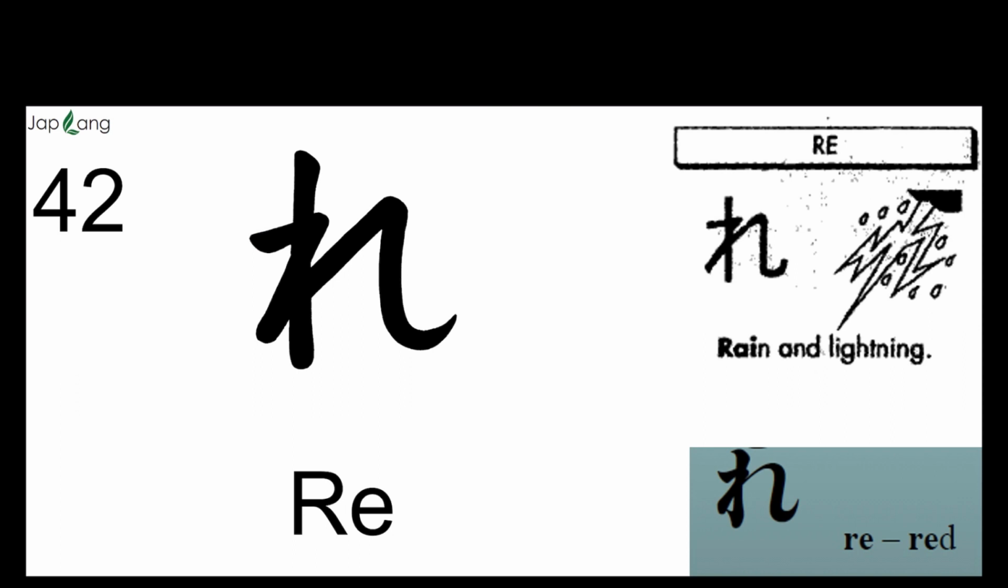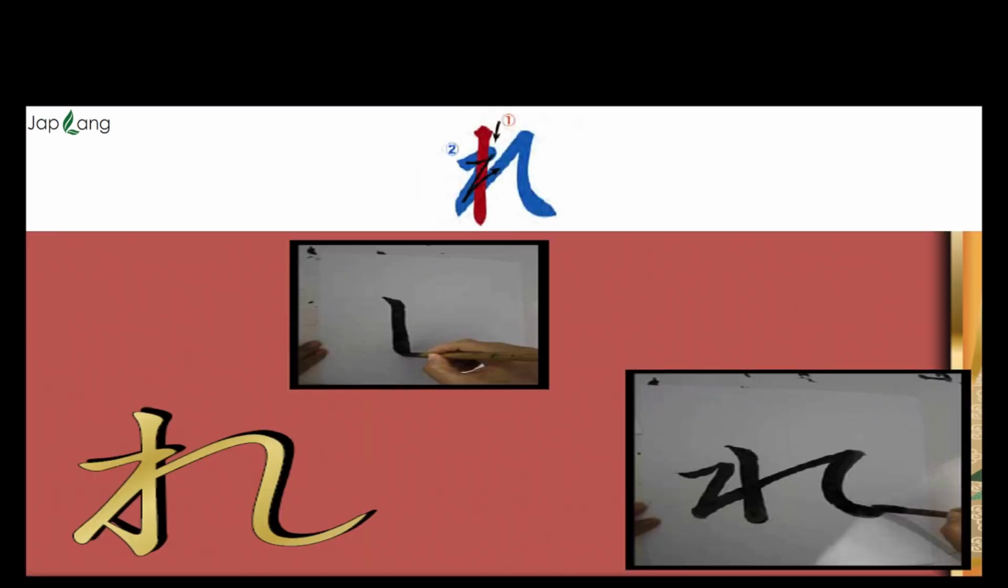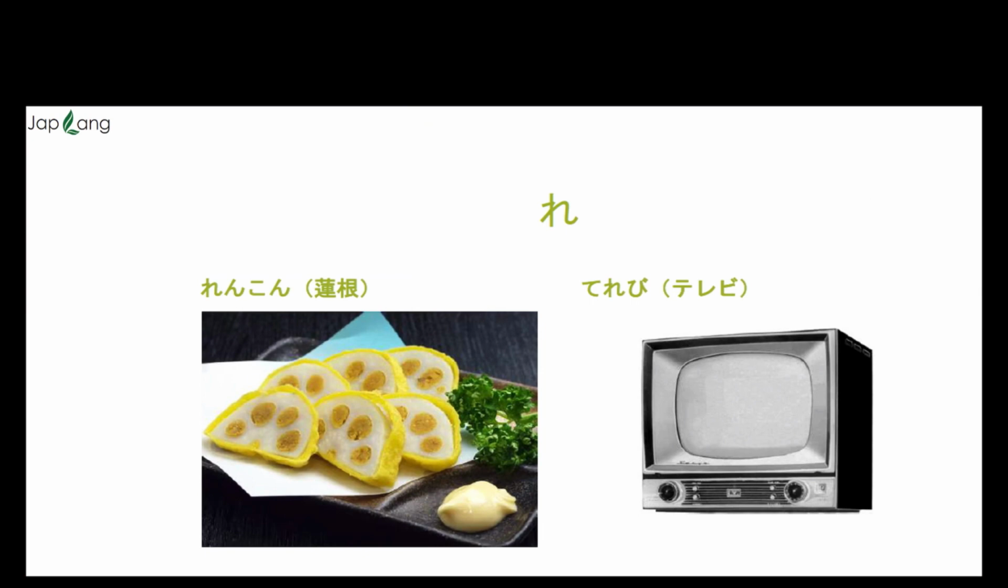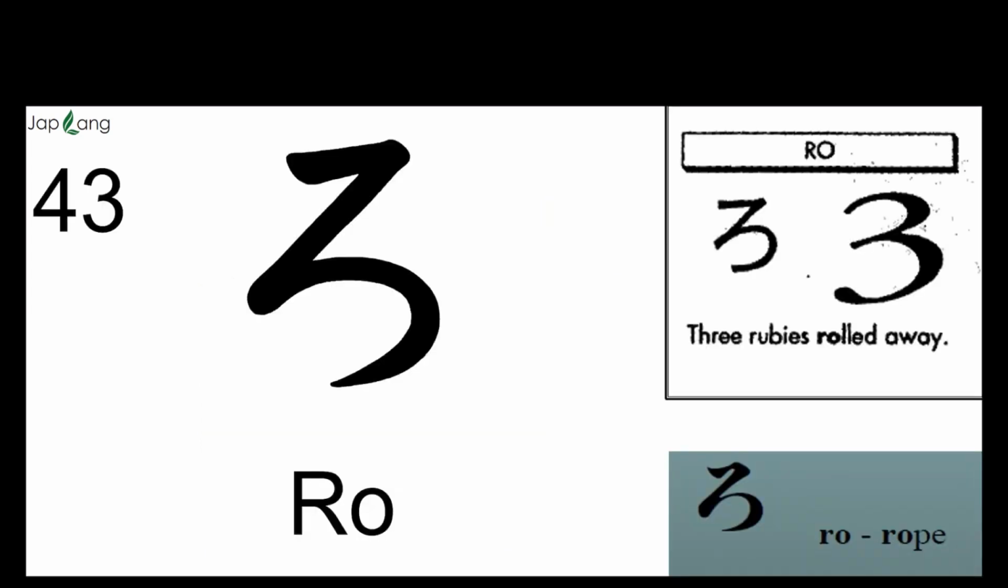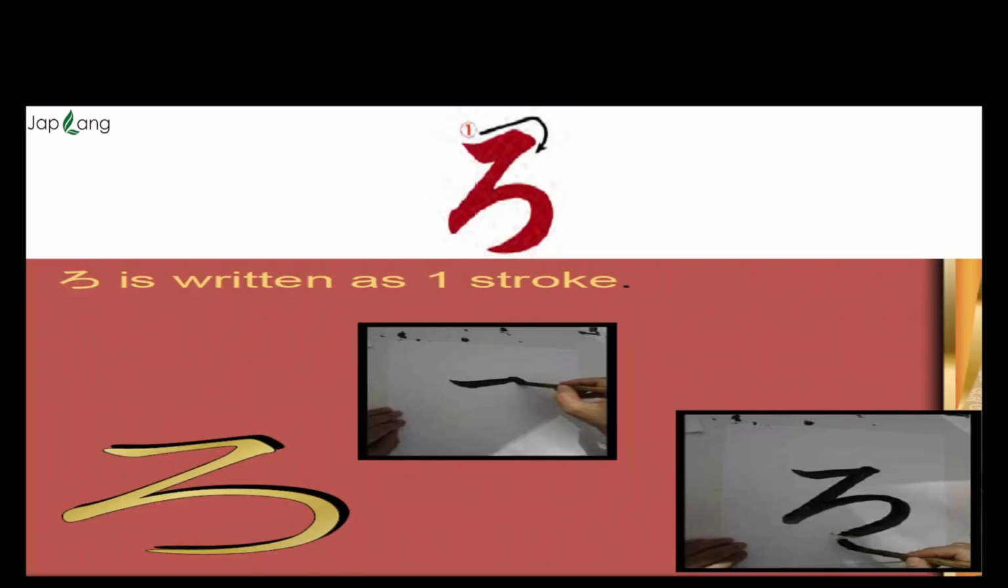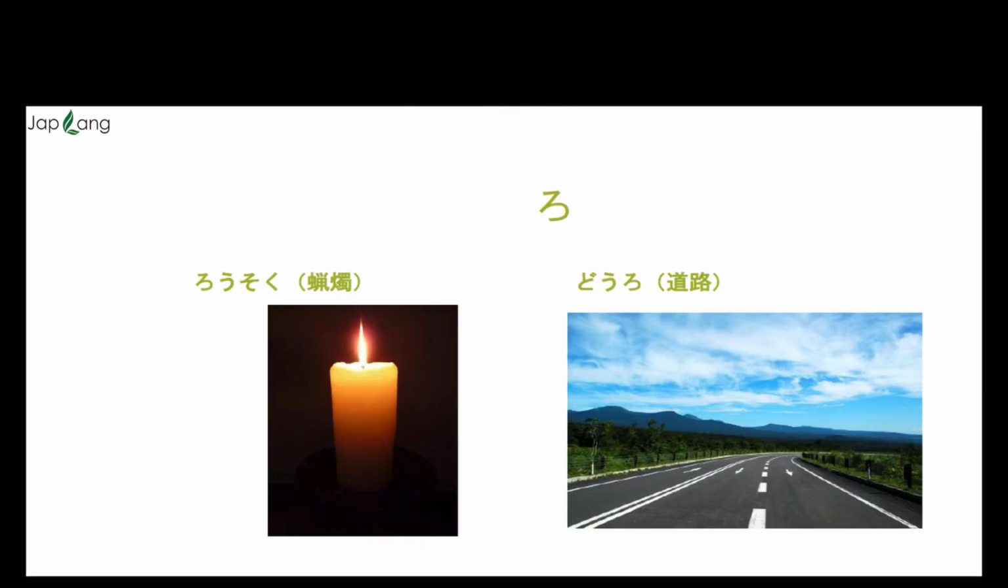Next is re. Re as in rain and lightning, and re as red. Re has a 2-stroke order. Re as in rimokon or terebi. Terebi. The last character of this group is ro. Ro as in rope, 1-stroke order. Ro as in rosoku, candle, and doro is road.